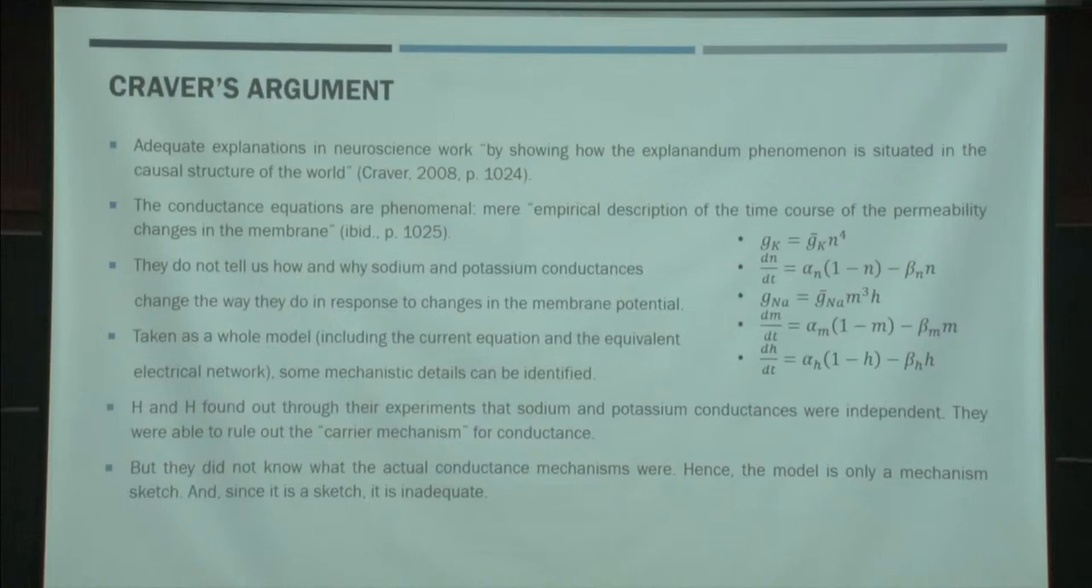So now Craver argues that in neuroscience, adequate explanations work by showing how the explanandum phenomenon, the end result, is situated in the causal structure. So for Craver, adequate explanations can only be mechanistic explanations, and mechanistic explanations need to show how various parts, processes, powers, and capacities all work together to give rise to the explanandum phenomenon. In the Hodgkin-Huxley model, for Craver, the equations do not really tell us how these various parts and processes work together to give rise to the explanandum phenomenon, which is the action potential.